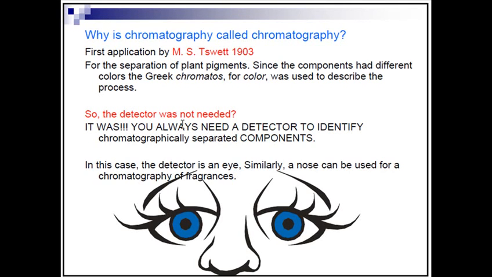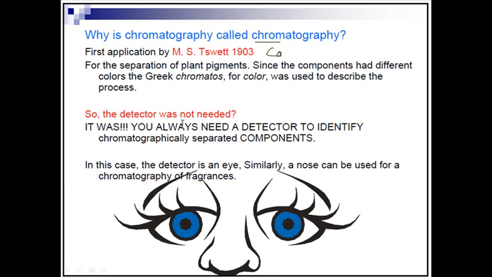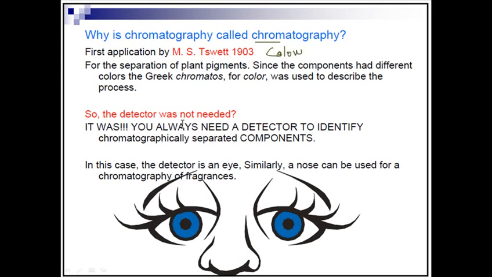Okay, so why is it called a chromatogram? Because we always need a detector to identify that, and also it is related to chroma, which means color, right? So we need a detector to detect it. For example, we have eyes and we have a nose.